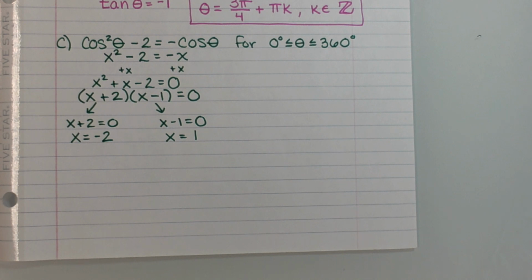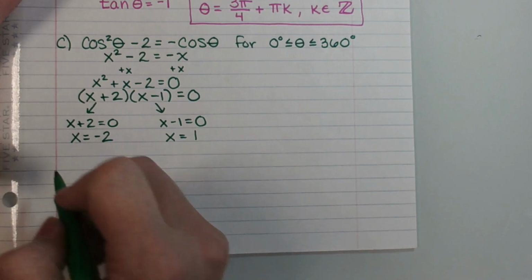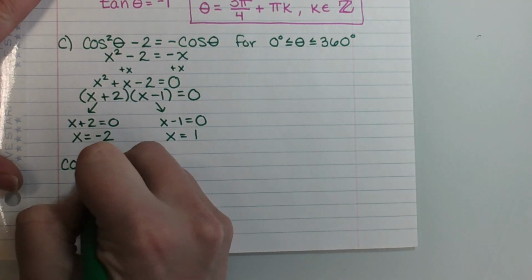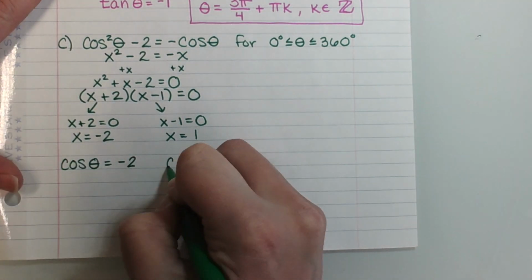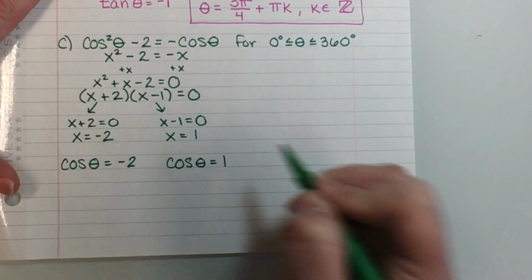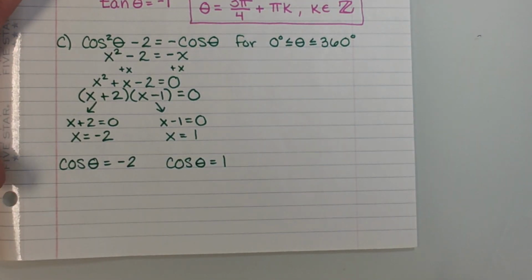But were you solving for x? What did x replace? Cosine. Cosine of theta is equal to negative 2. Cosine of theta is equal to 1. But were you solving for cosine? We got cosine is equal to negative 2 and cosine is equal to 1. But were we trying to solve for cosine? No. We're trying to solve for theta.